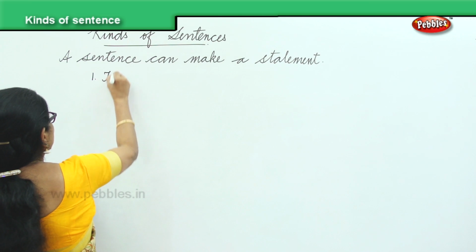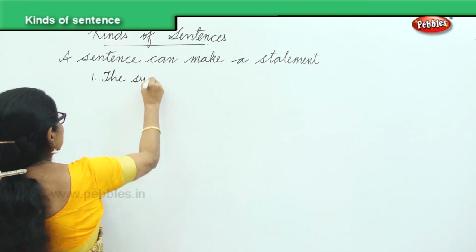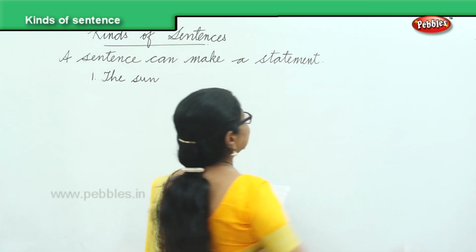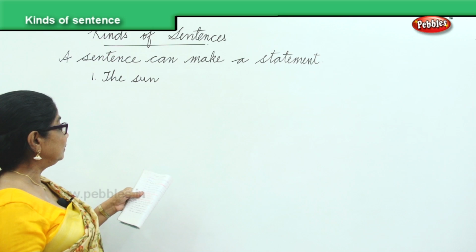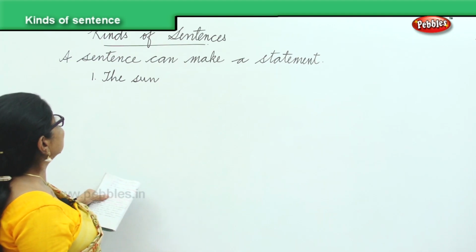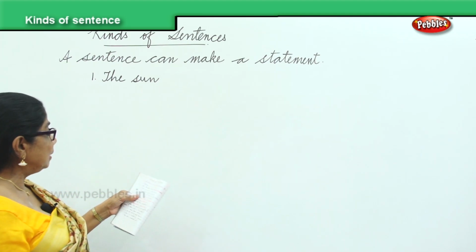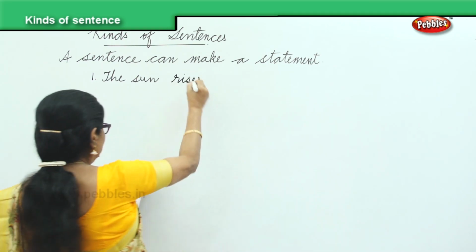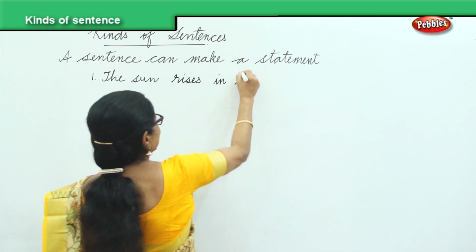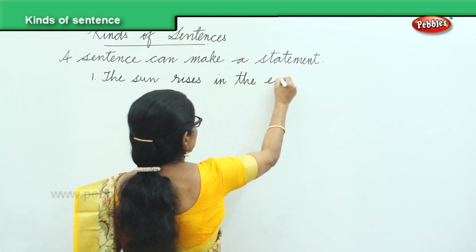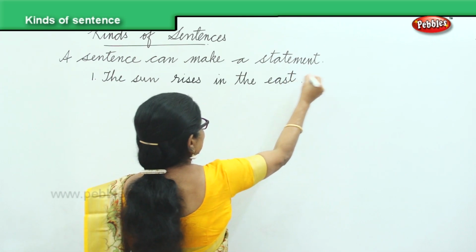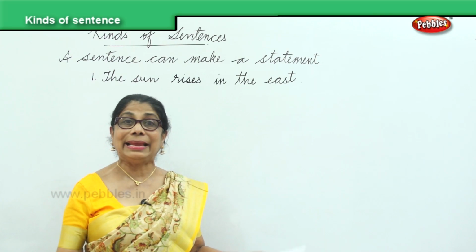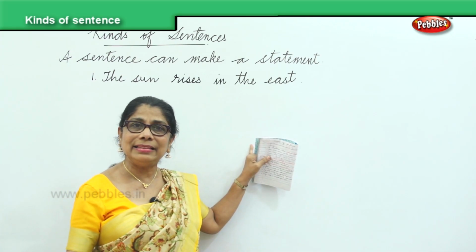The sun. A sentence, kinds of sentences. A sentence can make a statement. The sun rises in the east. I said a sentence can make a statement. Now I am making a statement. The sun rises in the east.